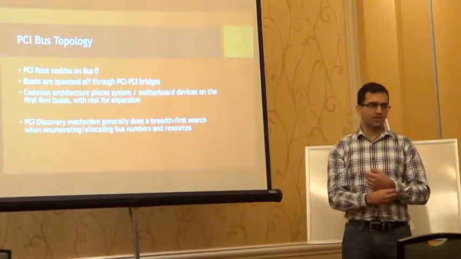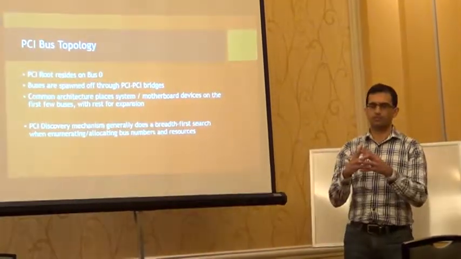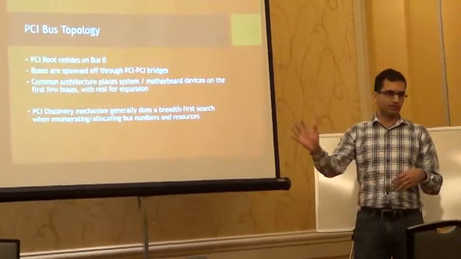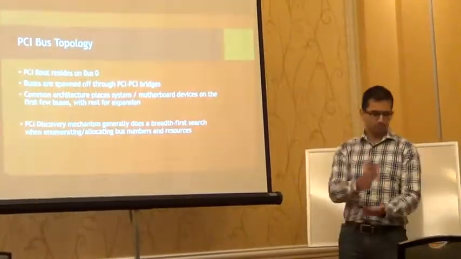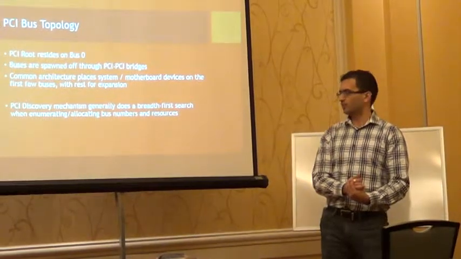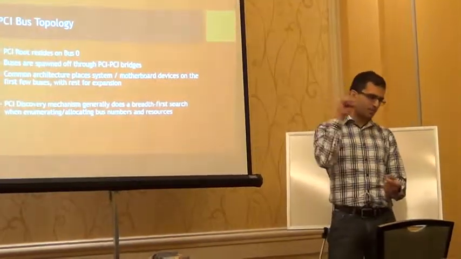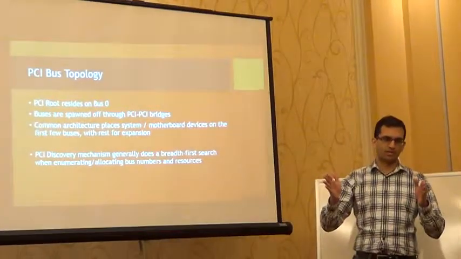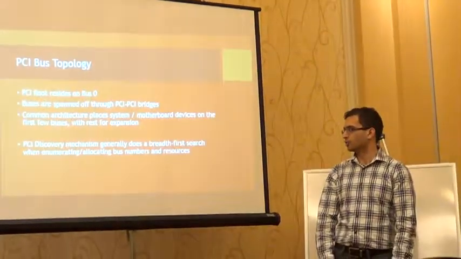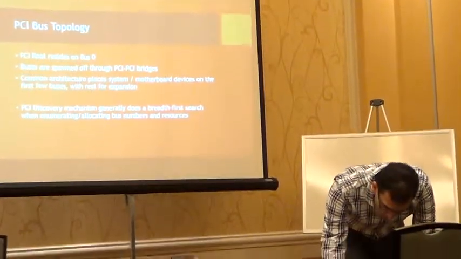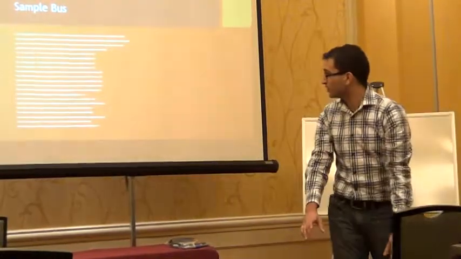Buses are spawned off through PCI to PCI bridges. So basically it lets you tie a bus to another bus. And then, the most common architecture is you throw your system and motherboard devices on the first 2 buses, and then you leave the rest of the buses available to expand off of. So your PCIe slots in your motherboard all will have their own bus number. The discovery mechanism, generally we'll do a depth-first search, so we're trying to go as deep as it can go to find devices before moving up, because each bus must be allocated a memory window that covers everything below it. So if you did it the other way around, you would end up not allocating enough resources or bus numbers to any devices. So here's a sample bus, which is really tiny now that I think about it.